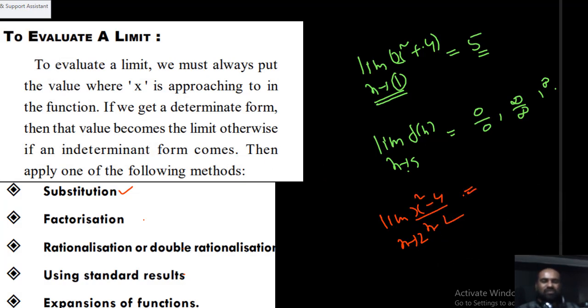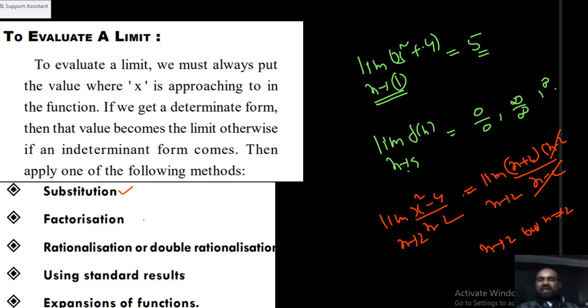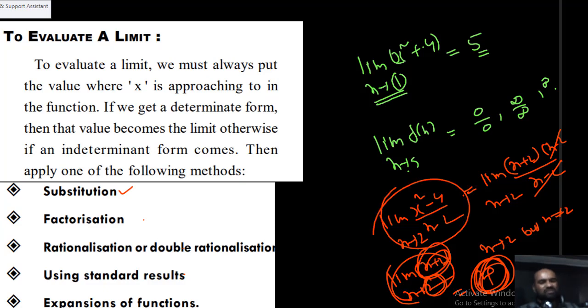Especially for this example, I can use the factorization method. So that can be written as x plus 2 into x minus 2 by x minus 2, where x is tending to 2. I can cancel x minus 2 because x is tending to 2, but x is not equal to 2. Here x is never 2, only tending to 2, and that's why I cancel. So the resulting function is the limiting value of x plus 2, where x is tending to 2, that is 2 plus 2, 4. After substituting x equal to 2 in this function, I am getting a finite value. Now I can say that this finite value is the limit of this function.